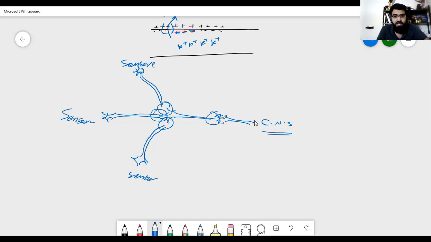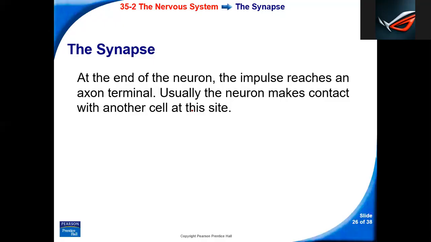Or the central nervous system could send a message to a muscle or a gland or whatever. So there are meeting points, or synapses, here and here. So you could find different synapses between different neurons, or between neurons and other organs. You understand? Good.